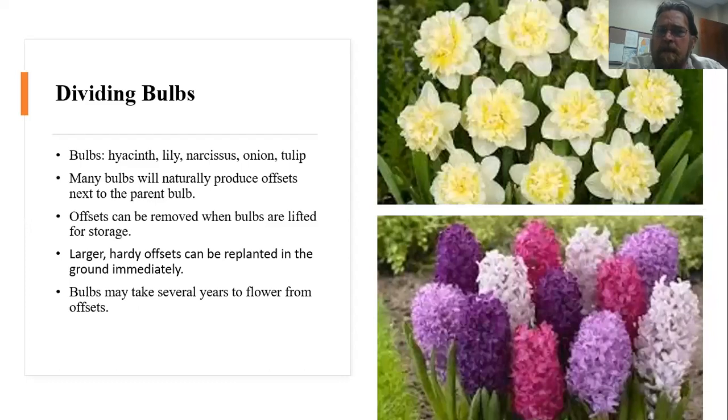So starting off talking about bulbs, and that includes plants like hyacinth and lily, narcissus and tulips, as well as onions. Of course, naturally, bulbs will produce offsets next to the parent bulb. And as we are lifting up those bulbs for storage at the end of the year, we can remove those offsets and maintain them. If we have really large hardy offsets, we can just replant those into the ground immediately and let them be maintained.